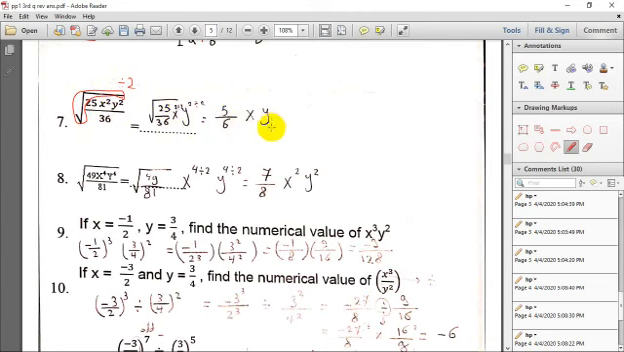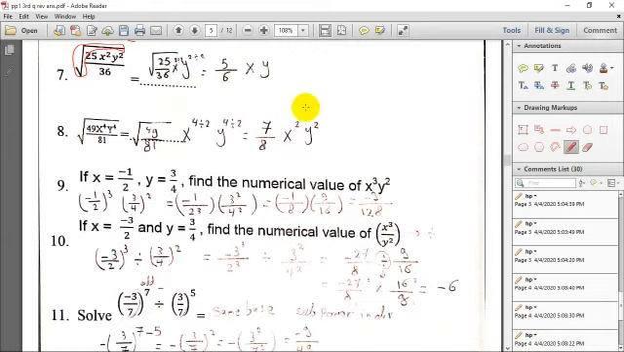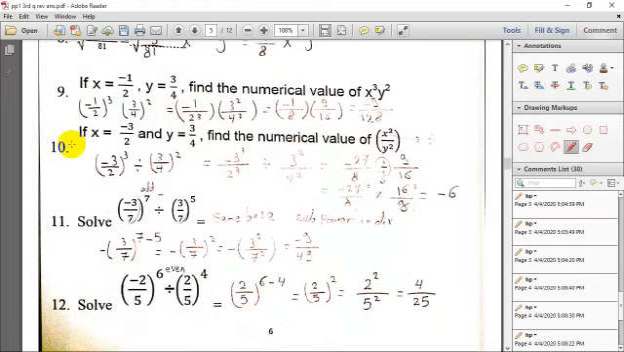x power 1 and y power 1. Of course, don't write the power. Okay, this is just the same. Try to solve it by yourself as homework. Okay, very good.